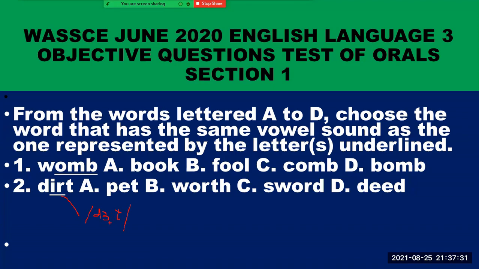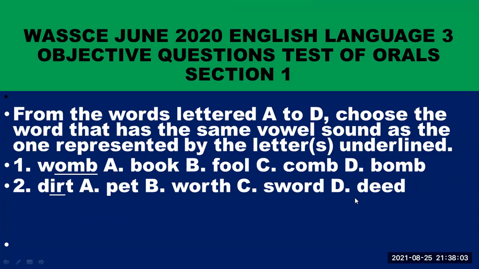Now, with this in mind, let's look at the options. Option A is pet. This is a short vowel sound, it's not the long one. B is worth. This is the correct one because it contains this sound. Worth. Option C is sword, out of it. D is deed, out of it.